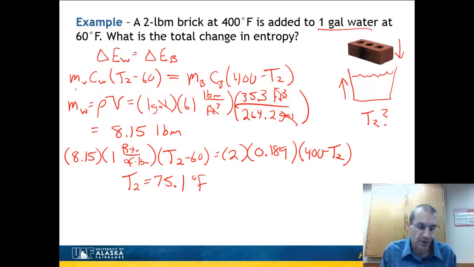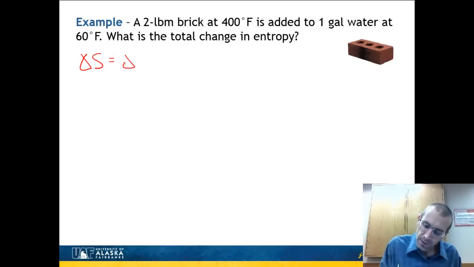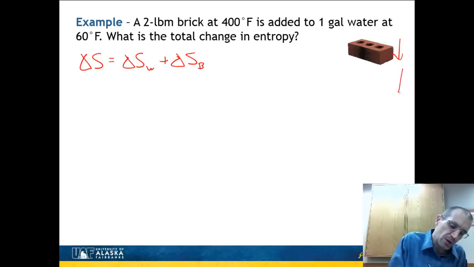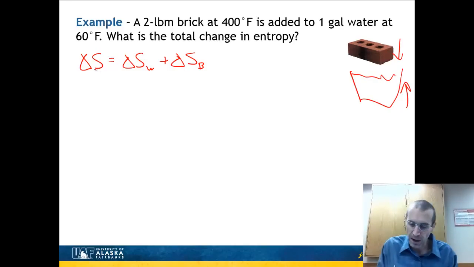75.1 degrees Fahrenheit. So I realized the water went up about 15 degrees and the brick went down several hundred degrees. Right, so now I have T2. Now I can go ahead and calculate the second law to determine what my total change in entropy is. The total change in entropy is going to be the change in entropy of the water plus the change in entropy of the brick. Remember, if the brick's entropy is going down, putting it into the water, that entropy is going up. And I want to know what is the total change in entropy.